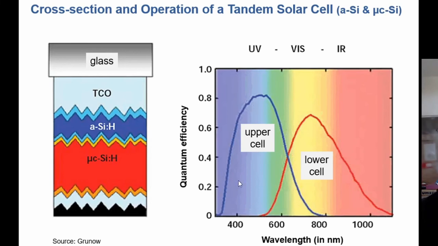You see that on the right side here, the upper cell, amorphous silicon, has its maximum conversion efficiency in the vicinity of 500 nanometers. Then the efficiency gets low. The photons pass through that cell, not getting absorbed. And then they reach the lower cell, where they get absorbed in the vicinity of 800 nanometers, where the maximum conversion efficiency of that microcrystalline solar cell is.